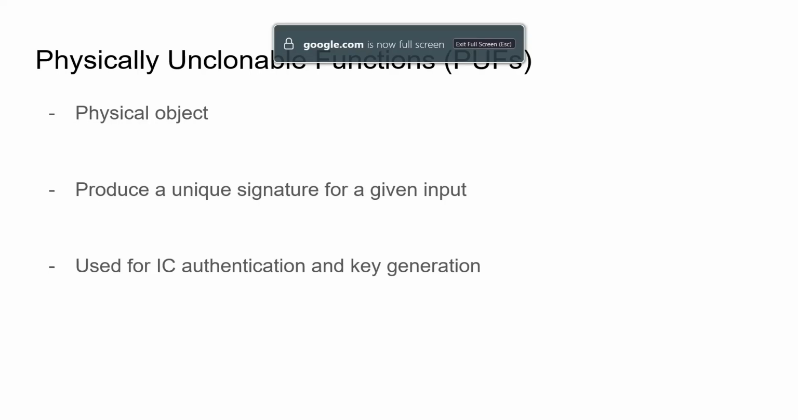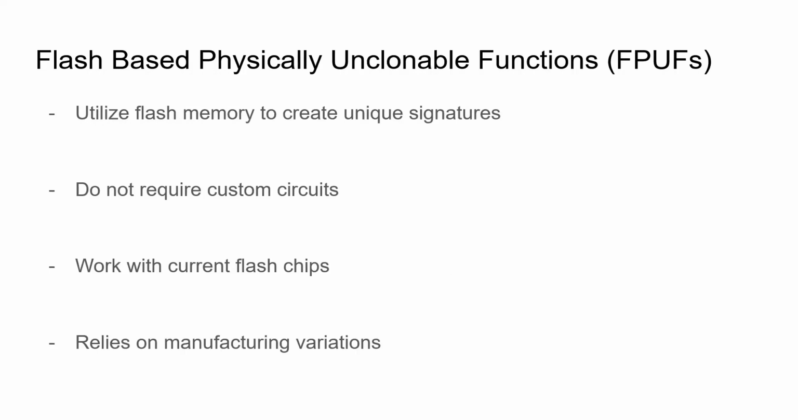Now let's look at the concept of physically unclonable functions, or PUFs. Physically unclonable functions rely on a physical object that takes in an input and produces a unique digital signature or identifier as its output. Therefore, physically unclonable functions can be used for things such as generating unique keys or for integrated circuit authentication.